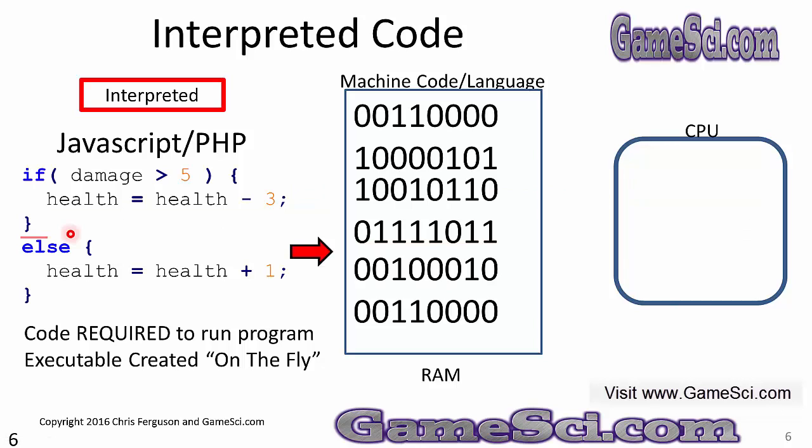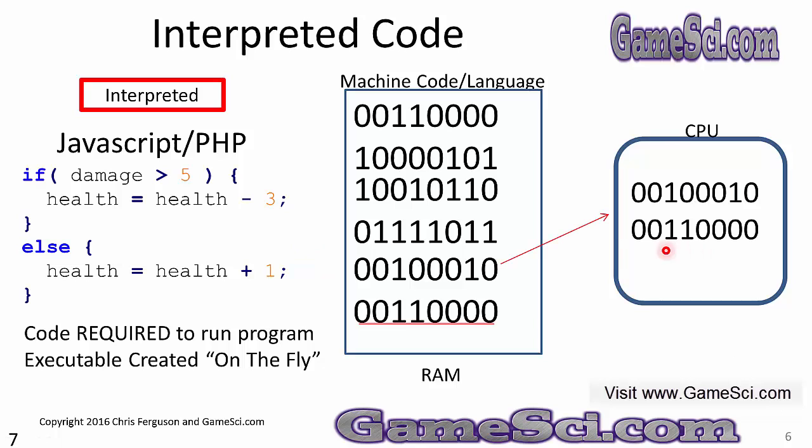It'll come back to the program, convert the next line to binary machine code, then send it off to the CPU and execute that code. See the difference between compiled and interpreted? Compiled pre-builds all the machine code. Interpreted creates it while the program's running, on the fly.